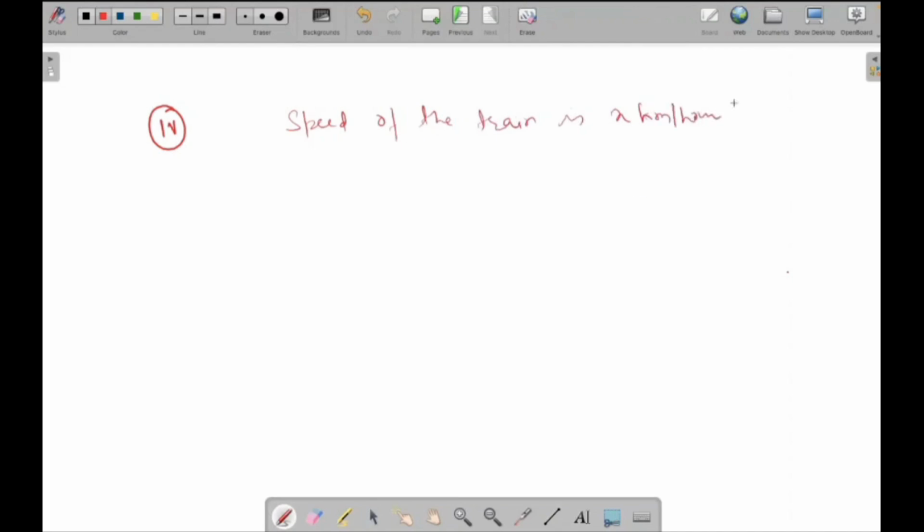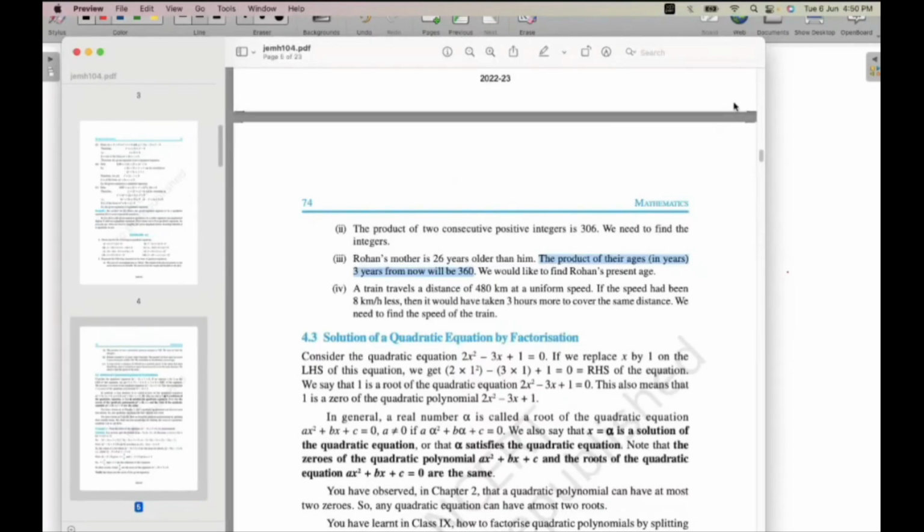Now going to the second bit. A train travels a distance of 480 kilometers at a uniform speed. So, just traveling. If the speed had been 8 kilometers less, then it would have taken 3 hours more to cover the same distance. So they are talking about the time also, that 3 hours more. So first we need to calculate that time, then only we can add 3 hours more.